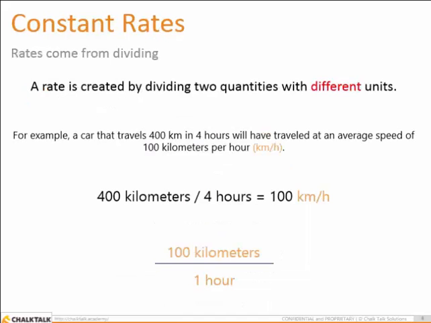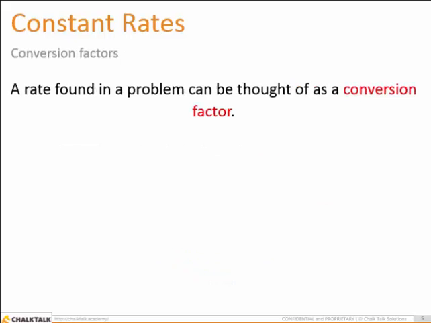A rate is created by dividing two quantities with different units. If we divide by quantities with the same unit, the units cancel out. In most problems involving rates, we use rates as conversion factors. Conversion factors convert one unit to another.